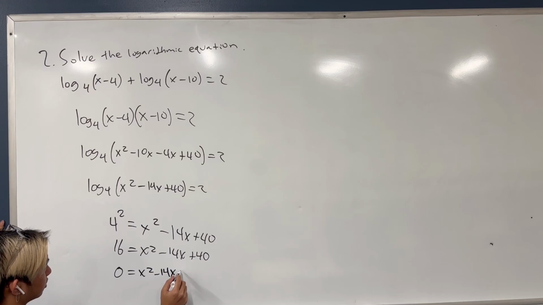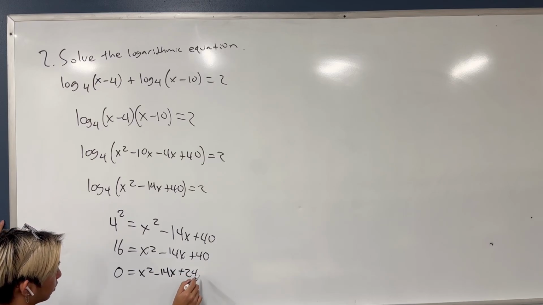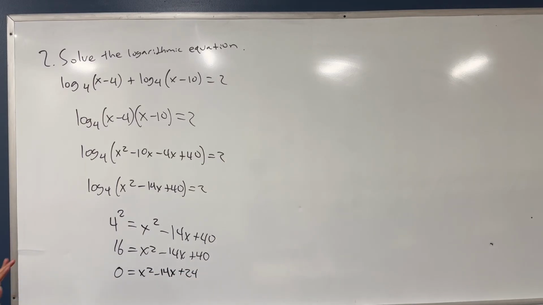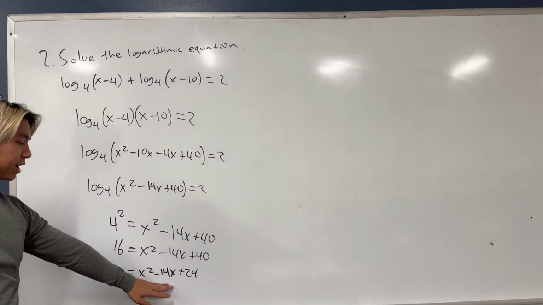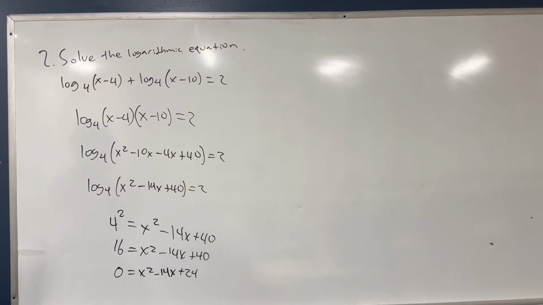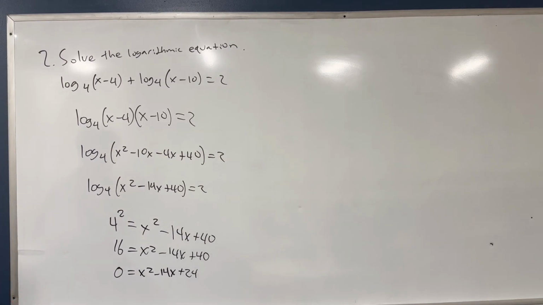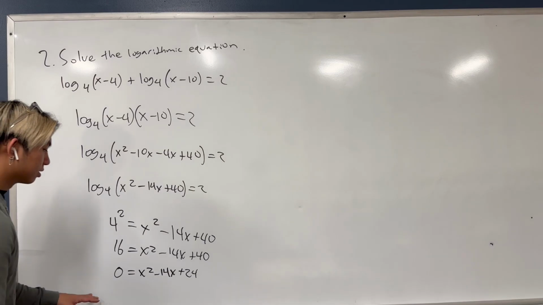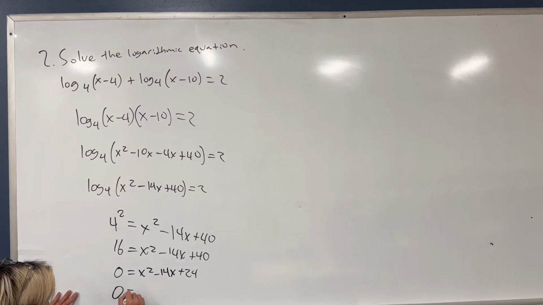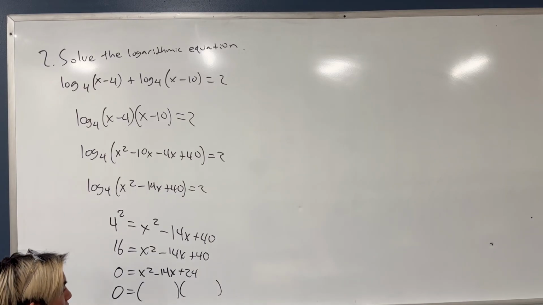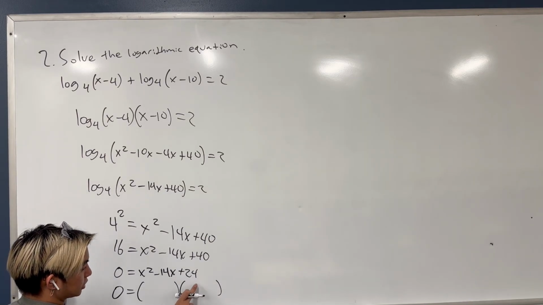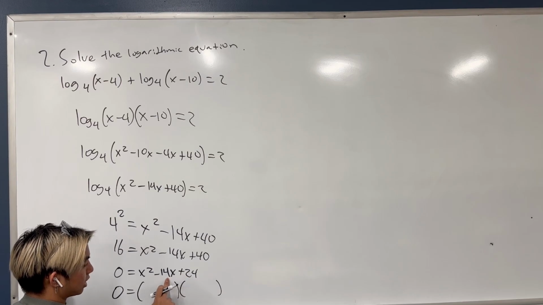What is this, like 24, I think? 24, yeah, that looks more right. So we're left with x squared minus 14x plus 24. Now that we have this whole thing equal to 0, we start factoring. But how do we factor? We would do 0 equals parentheses, parentheses. Now we need to find two numbers that multiply to 24 and also add up to negative 14.